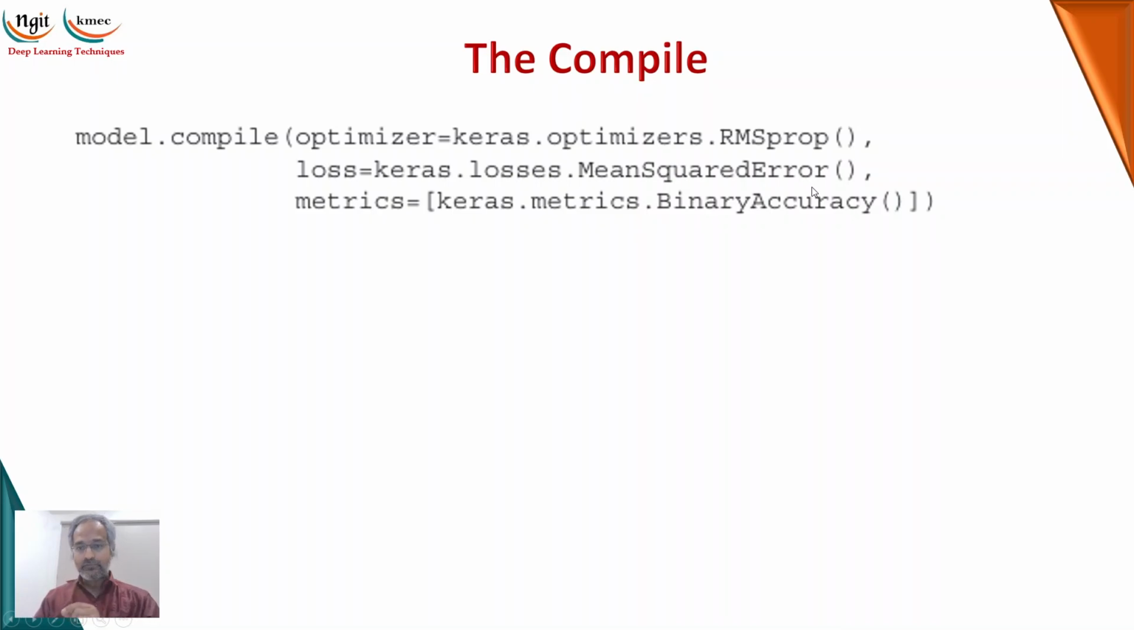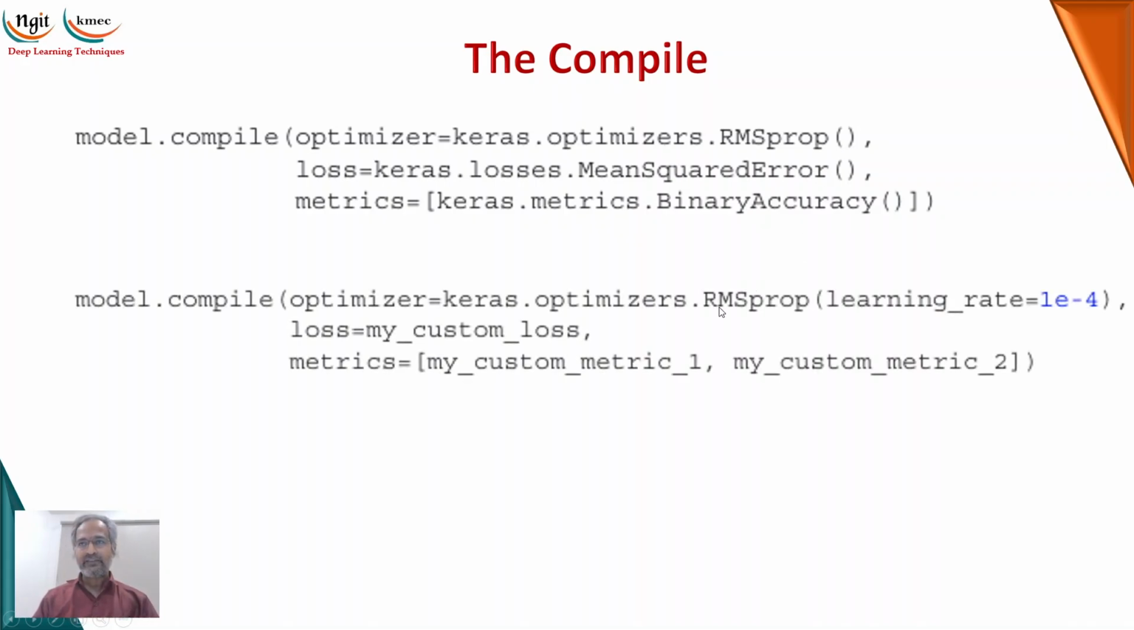This is also the method calling from the keras.losses module. And metrics equal to, also we can call that from the keras.metrics submodule, binary accuracy. Otherwise, we can provide some parameters also for these methods. So this is the example for that.